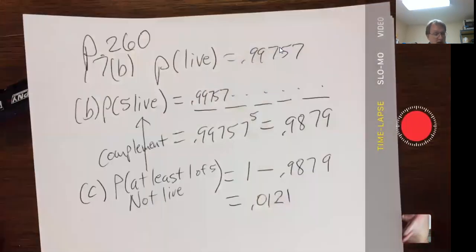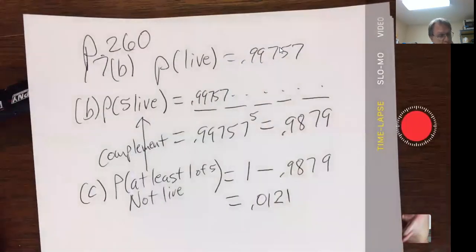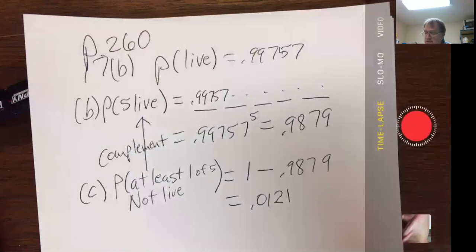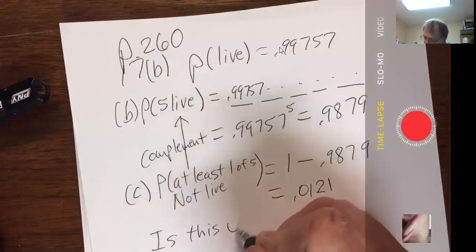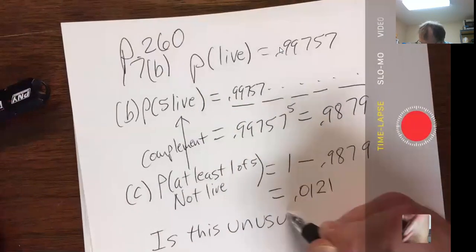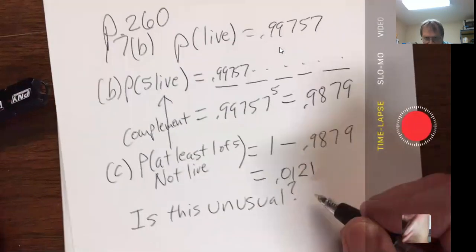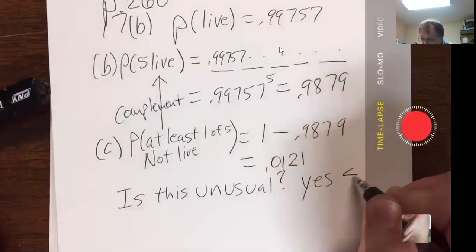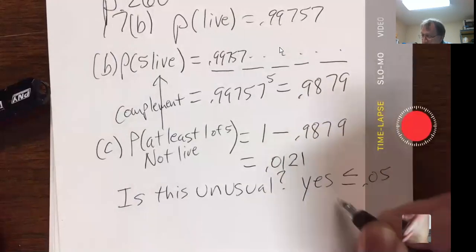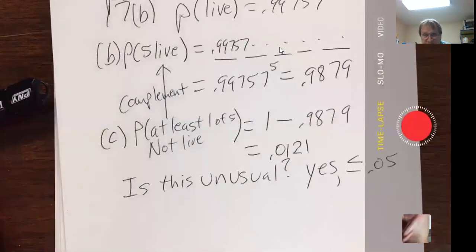And then he asks, is that unusual? Would it be unusual? And the answer, hopefully you know, is yes, because it's less than or equal to 0.05. So it'd be a 1% chance that at least one of 5 would not live, and yeah, that'd be unusual.